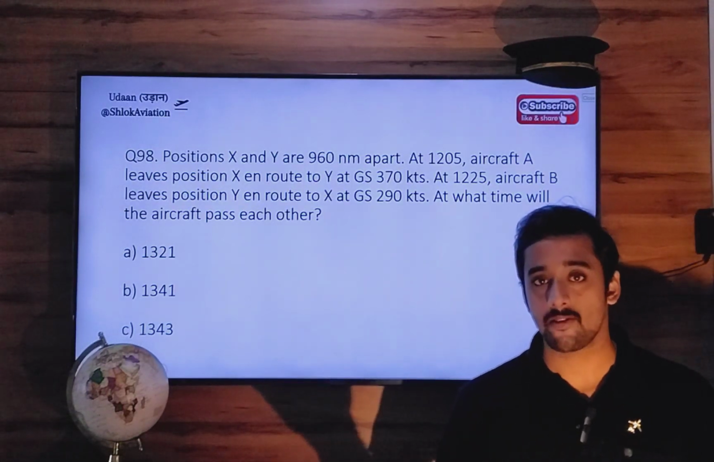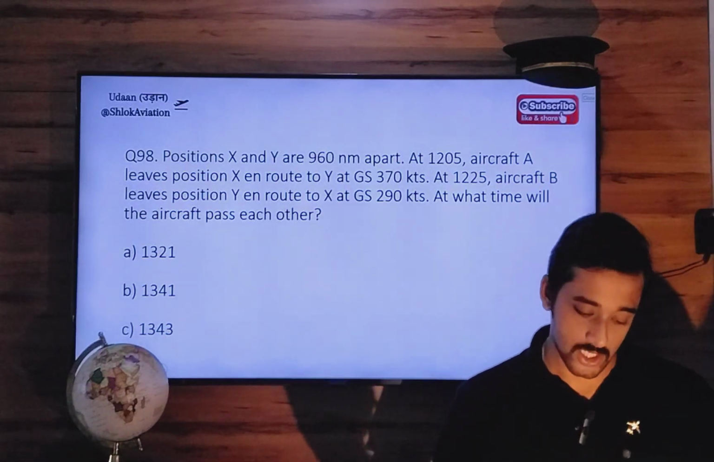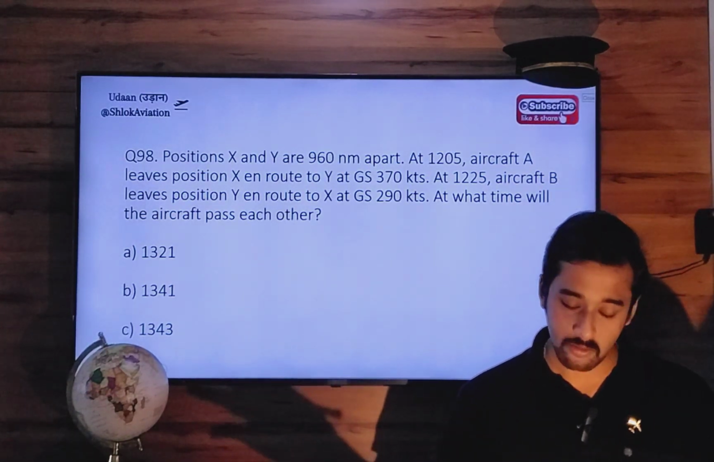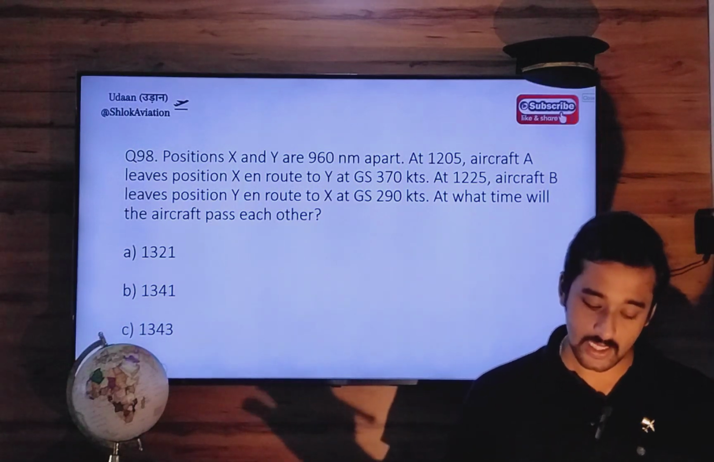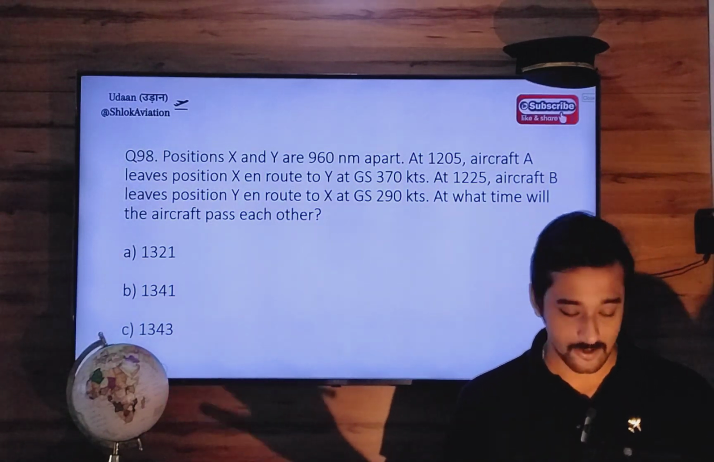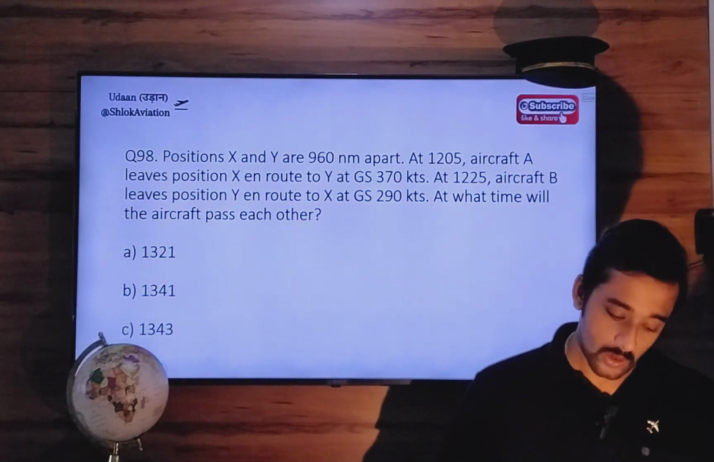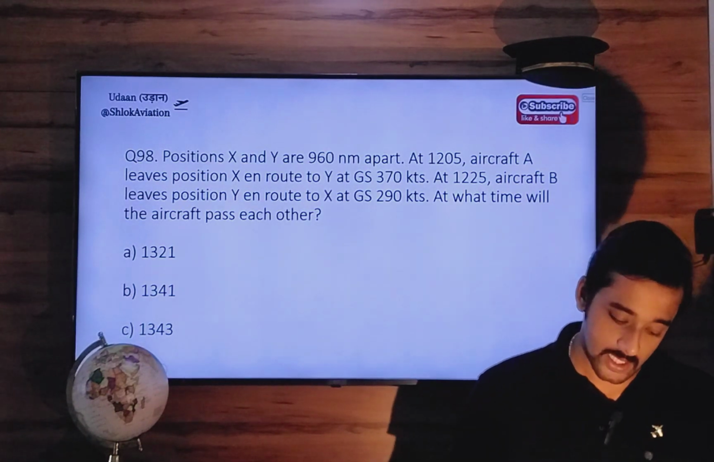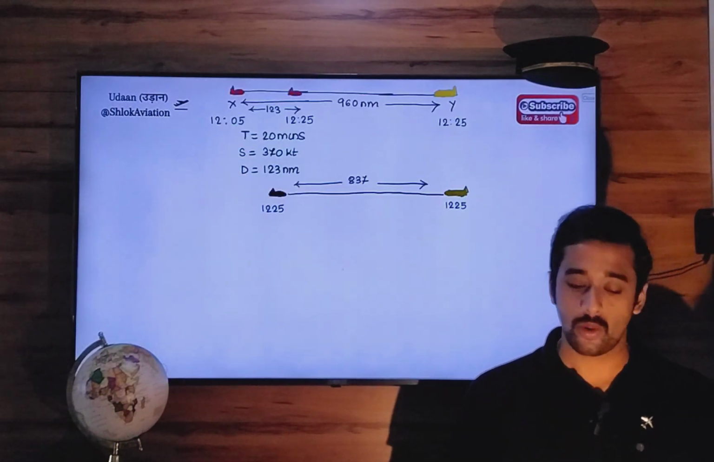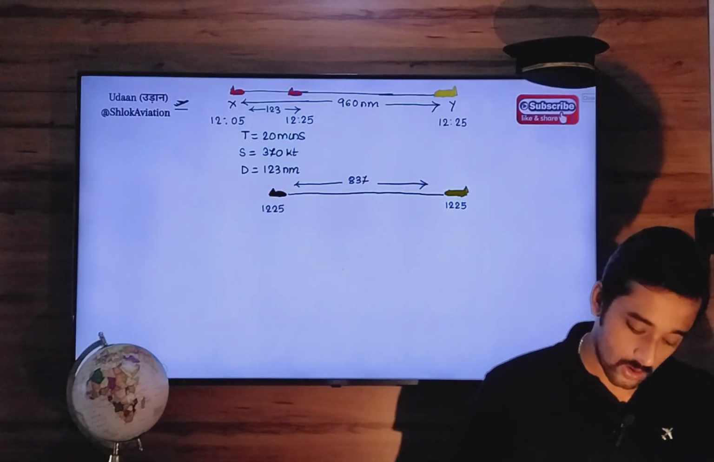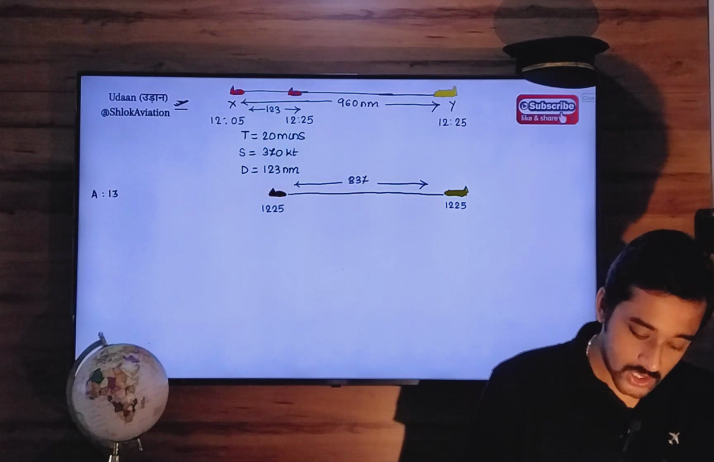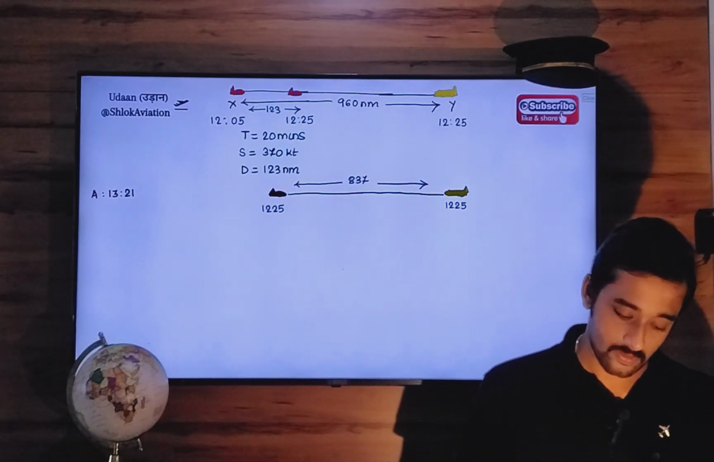when both aircraft will cross each other or pass each other. So there are three timings given to us: 13 hours 21 minutes, 13 hours 41 minutes, and 13 hours 43 minutes. So what we will do is check every option given to us. Now let's consider option A, 13 hours 21 minutes, right?